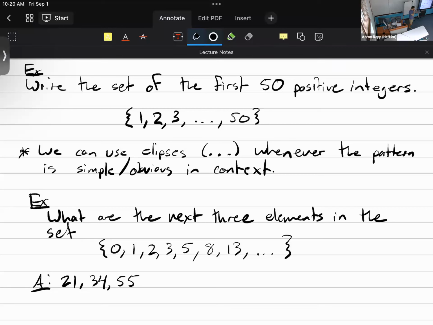Would you say that knowing that pattern was obvious? No, without context, right? So always be careful. Ellipses are something you can absolutely use. Always need to make sure that it is clear to the reader what you're actually trying to do.